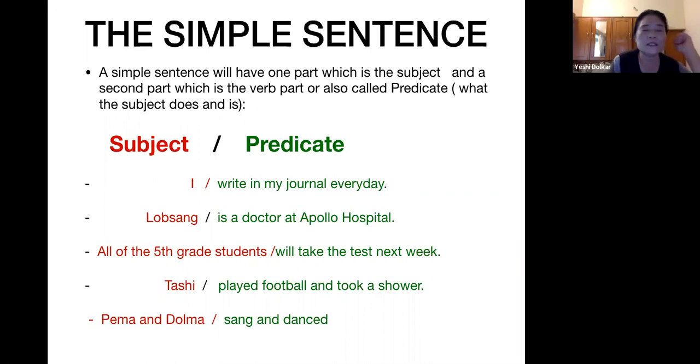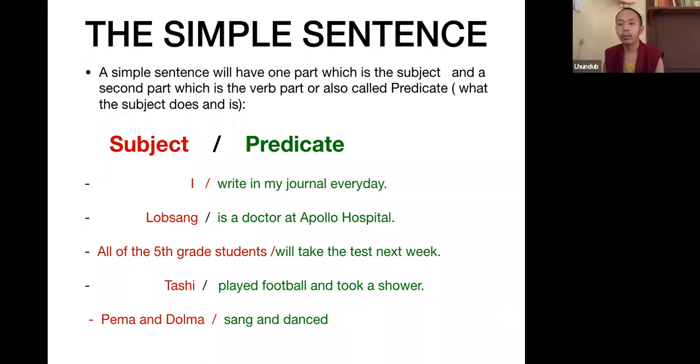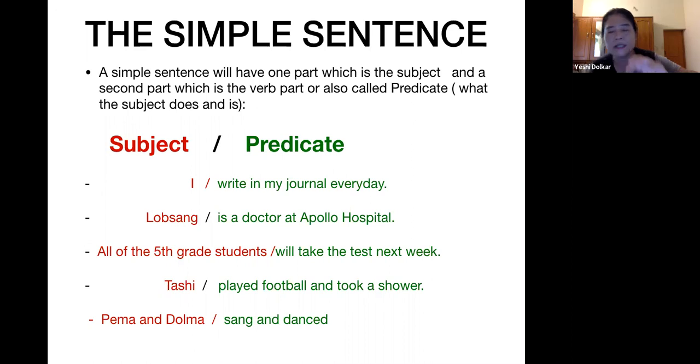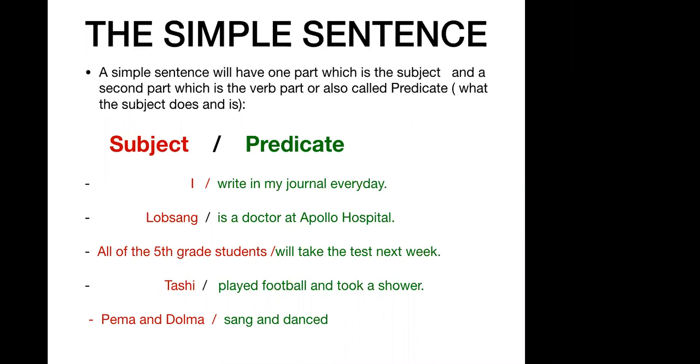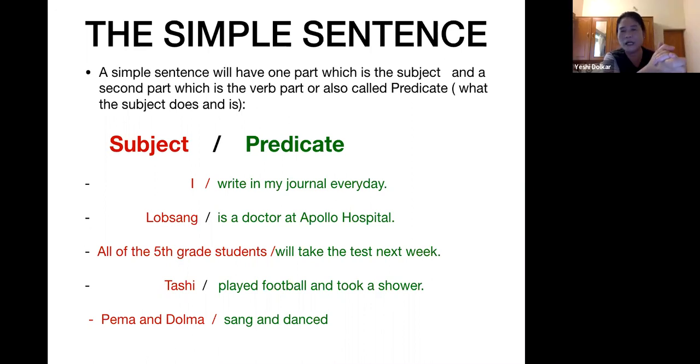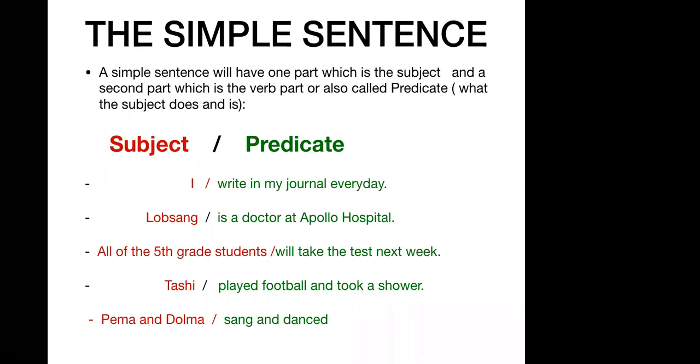Okay, now let's look at the next one. Pema and Dolma sang and danced. Pema and Dolma. The subject of the sentence is Pema and Dolma. Yes. Because the predicate is about them.